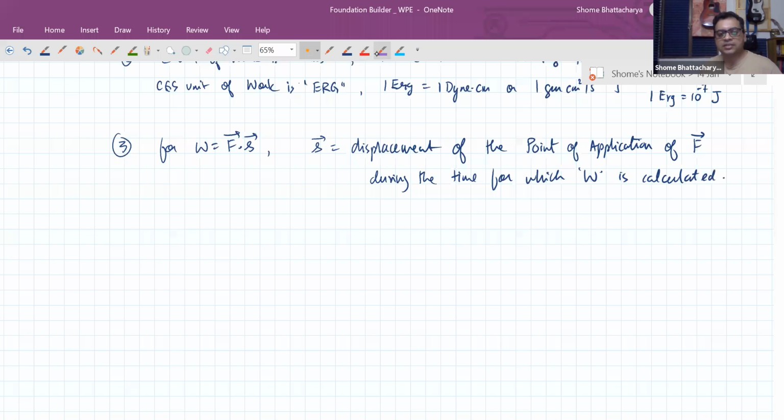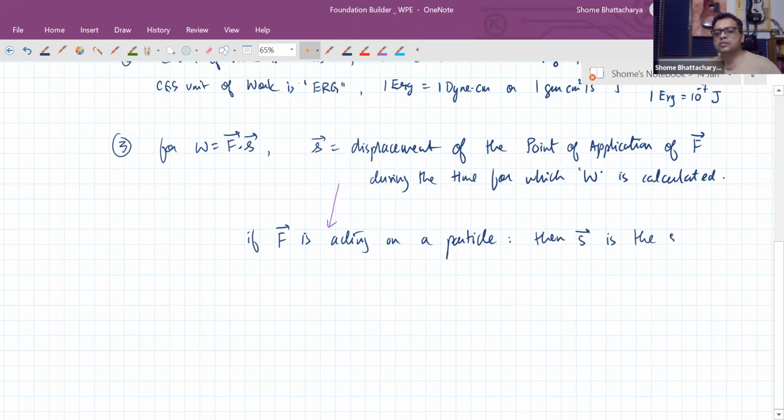So now this statement, let's look at how we would apply or implement this statement. If F is acting on a particle, suppose, then it's the simplest case. We don't need to worry about things too much. In that case, S is the same as the displacement of the particle itself, because the particle is a point mass, no? So the force is acting on that point only where the particle is located. So whatever the displacement of the point of application, that is the same as the displacement of the particle on which the force is acting.